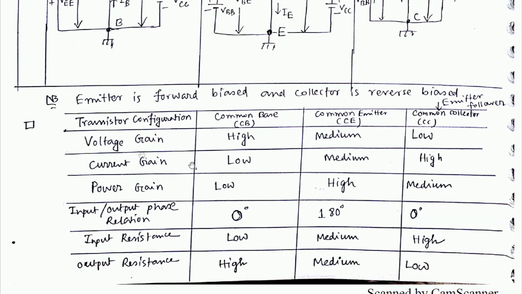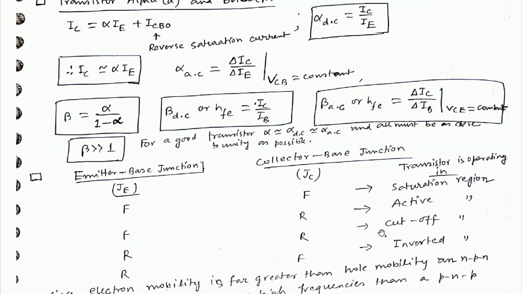So this table is very important. Transistor configuration: common base, common emitter, and common collector, also called emitter follower. Voltage gain: high, medium, low. Current gain: low, medium, high. Power gain: low, high, medium. Input and output phase relation: common base is 0 degree, common emitter 180 degree, common collector 0 degree. Input resistance: low, medium, high. Output resistance: high, medium, low. So this table is very important, you write it down.